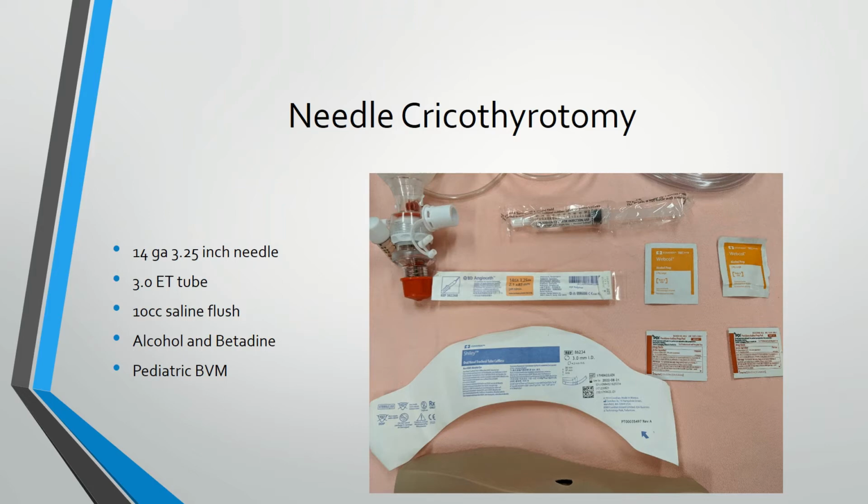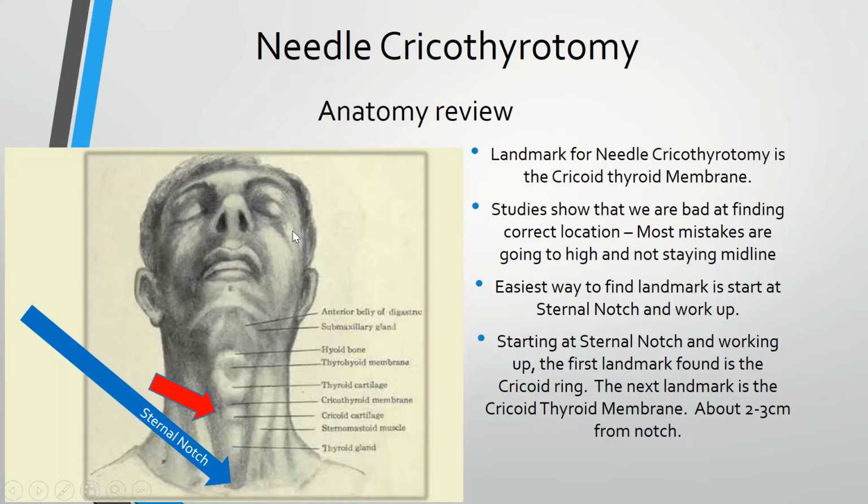What I have is an adult mannequin that I'll be performing on. So I have a 14 gauge 3 1/4 inch IV catheter, an angiocath. Also, I have a 3.0 ET tube; we'll talk about why we use that. You need a 10 cc saline flush. Do you need that? Not really, but it helps give you indications of your landmark, or whether you're in the correct space. You need some kind of cleaning device that you can see over there. And what I'm going to show today is the use of a pediatric BVM once we have performed this, to at least attempt to oxygenate your patient.